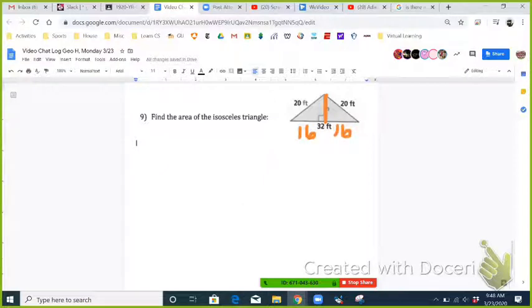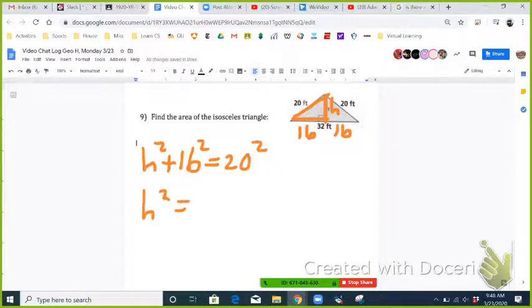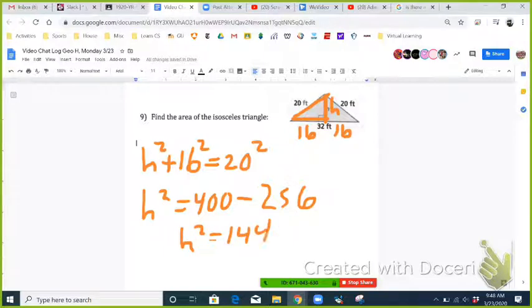So we know that each part of that base is going to be 16. That creates a right triangle here where the hypotenuse is 20, the leg is 16, and the other leg is h. To find the height, we would do h squared plus 16 squared is equal to 20 squared. Then h squared is equal to 20 squared, which is 400, minus 16 squared, which is, I believe, 256. Yep. And 400 minus 256 is 144, which means that h has to be 12.